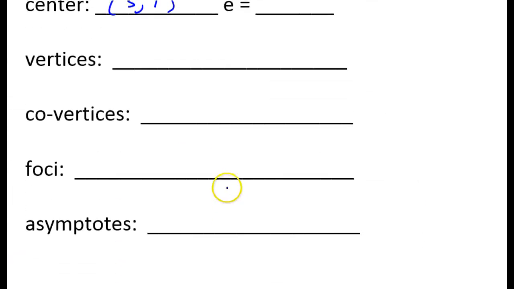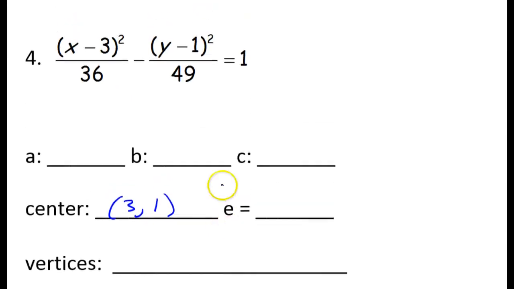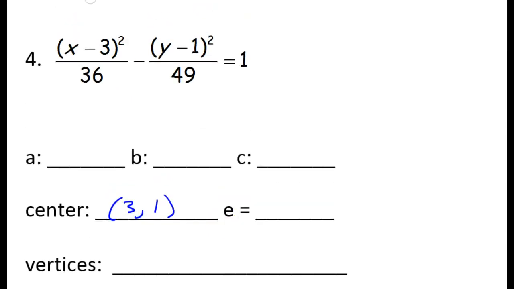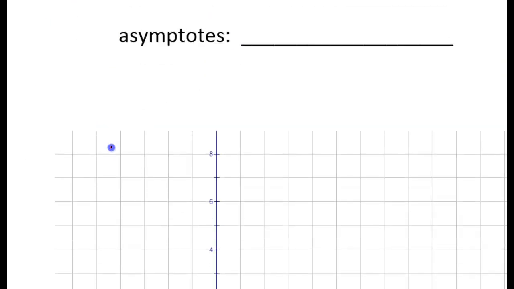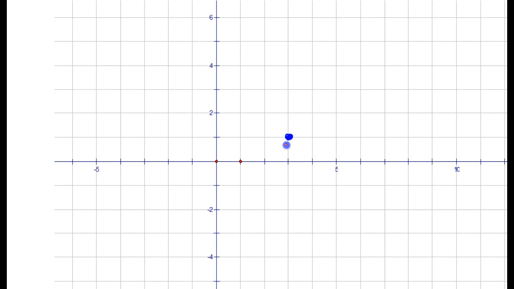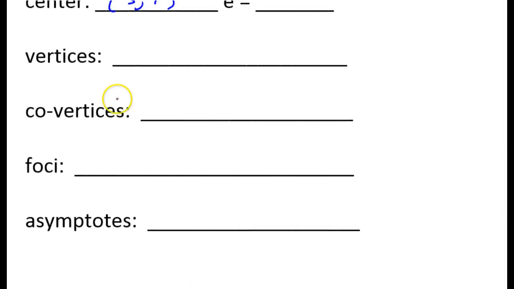Now let's find the a value, which will lead us to the vertices. Of course, the a squared is the denominator of the first term, so that means a is 6. Because the 36 is the denominator of the x term, I will do plus or minus 6 in the x direction. So let's see, 3, 6, vertex. 3, 6, vertex. So -3, comma 1 is a vertex.